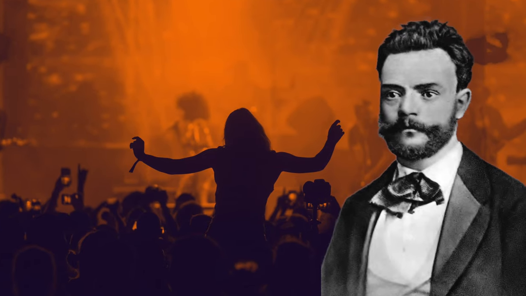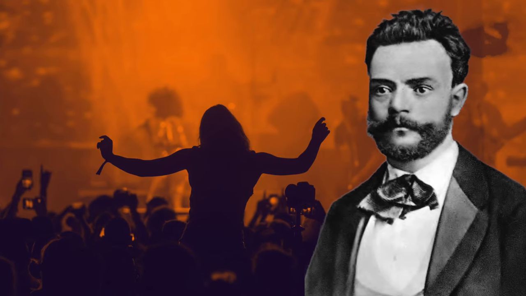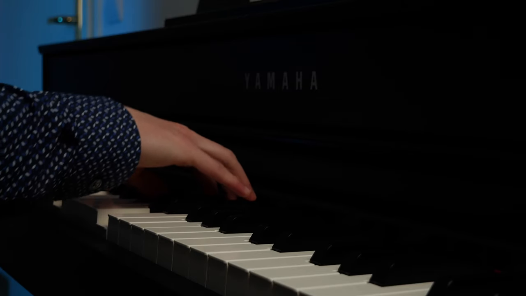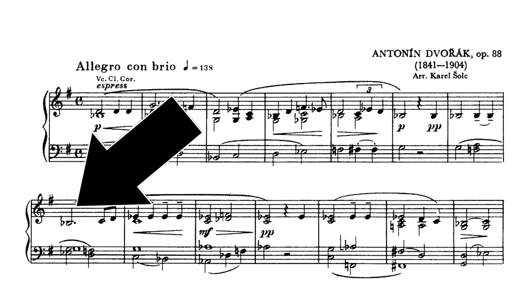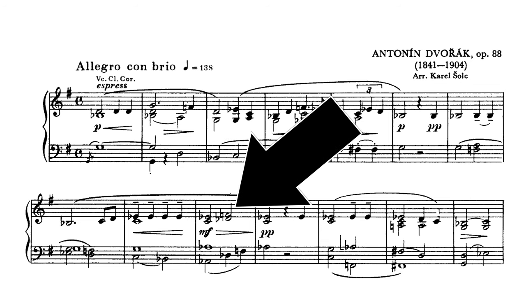So a lot going on in the first 21 bars, and Dvořák, he knew what he was doing, he knew what effect it would have on people. One thing I really enjoy is this one chord in bar 4. It just sounds awesome. Here we can see that Dvořák falls down the circle of 5th, B major, E flat major, A flat major, D flat major. That's a lot of flats for a piece in G major.